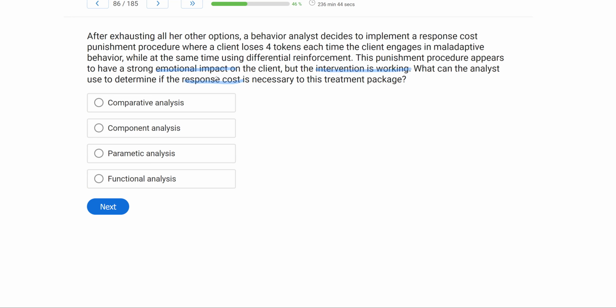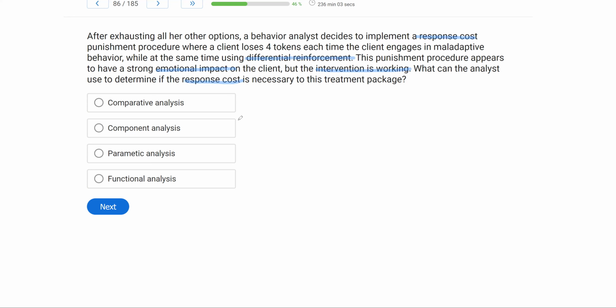What do we know about the intervention? Well, we know the analyst has a response cost going, but also is using differential reinforcement. So we've got 2 interventions going at the same time. We've got a response cost procedure where the client is losing tokens, and we're also using differential reinforcement. So as a package, as a whole, we know the intervention is working. So at this point, the analyst wants to determine, okay, I have a working treatment package. Do I need this punishment procedure, which is causing issues for the client? How could the analyst determine if the response cost is absolutely necessary to the treatment package?